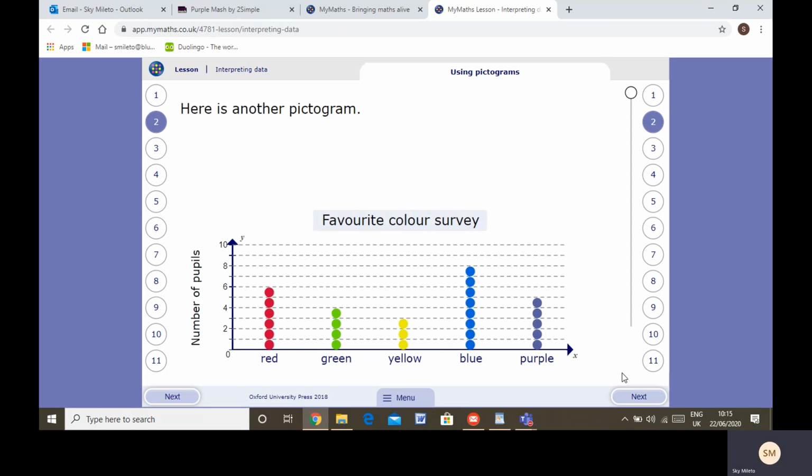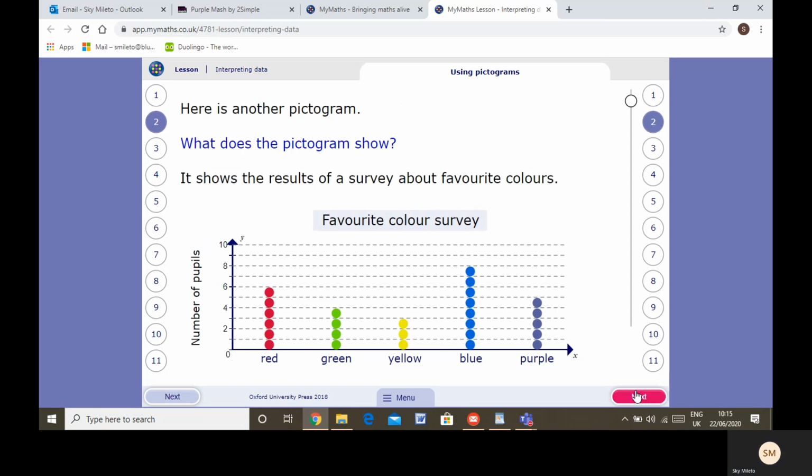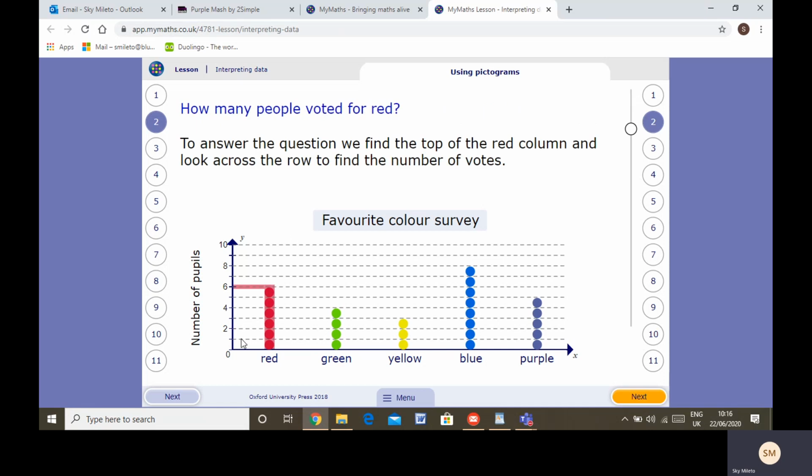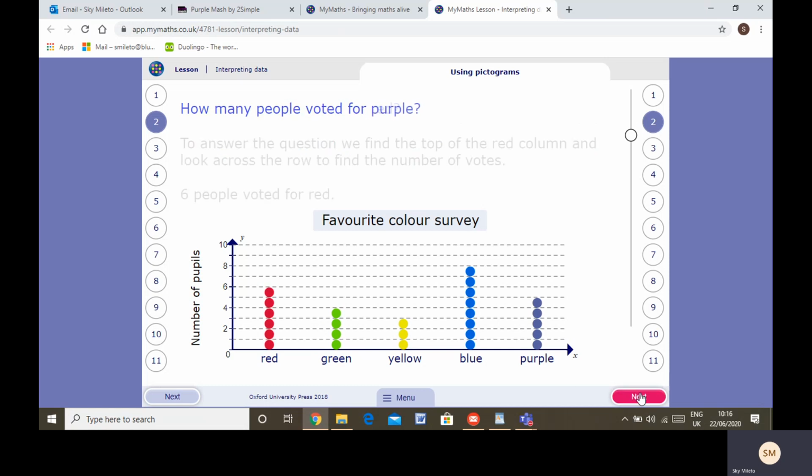Here's another pictogram. Favourite colour. This survey shows the number of pupils and their favourite colours. Okay, so the number of pupils, I'm guessing, are pupils in a class, it could be pupils in a school, and then the colours along the bottom. Remember, the categories always go along the bottom, and then we can see the dots show how many pupils like that colour. So we can count that 6 people voted for red, and so 6 people like the colour red the best.